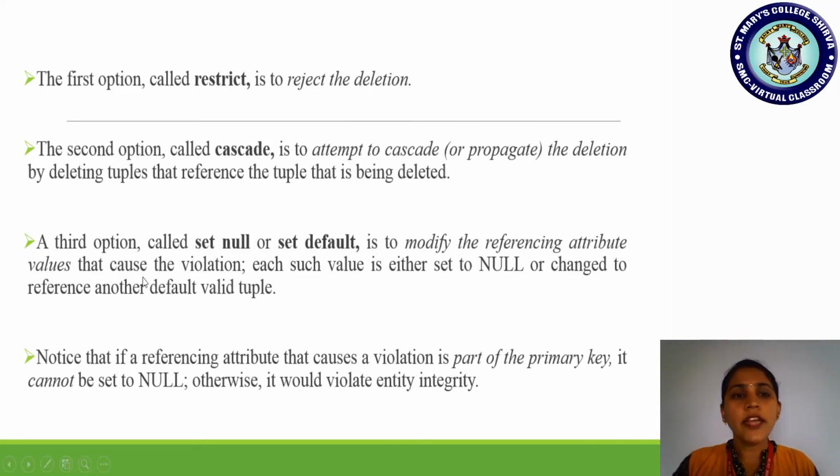Okay, the second option is called cascade, which is to attempt to cascade the deletion by deleting tuples that reference the tuple that is being deleted. What is the second option? See, in the example just now explained, I wanted to delete department number 5, but department number was acting as a foreign key in which three relations?